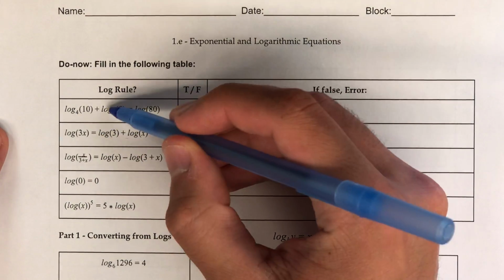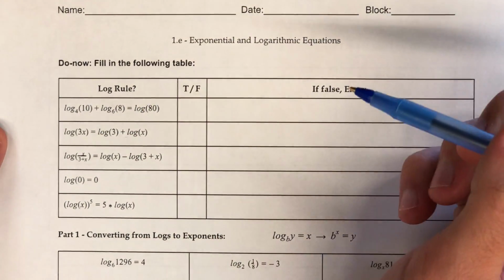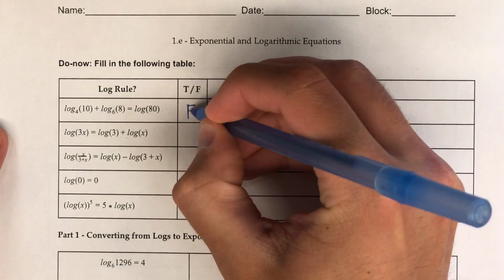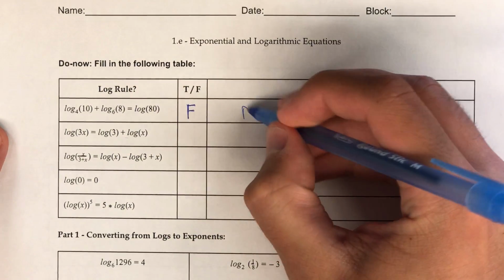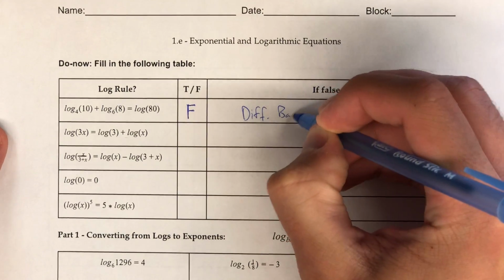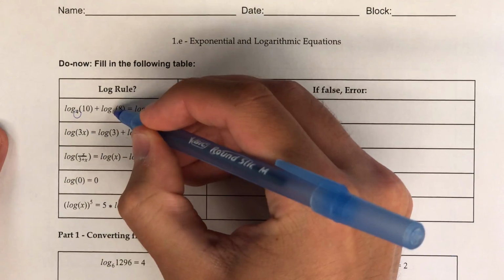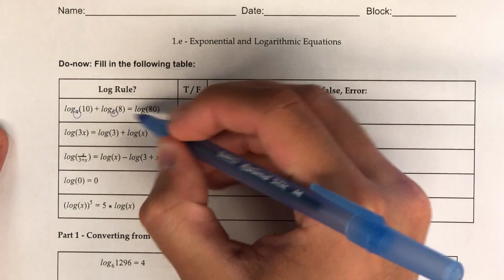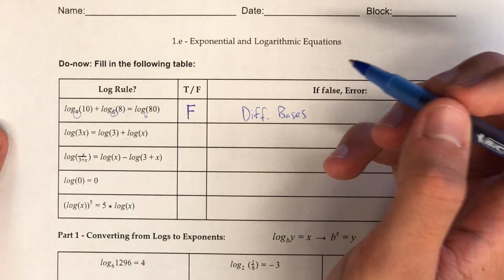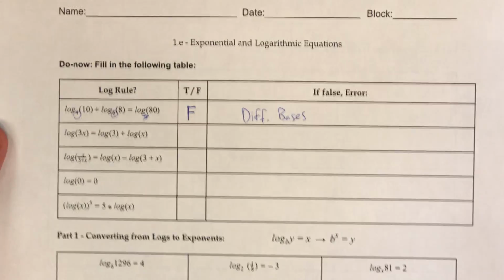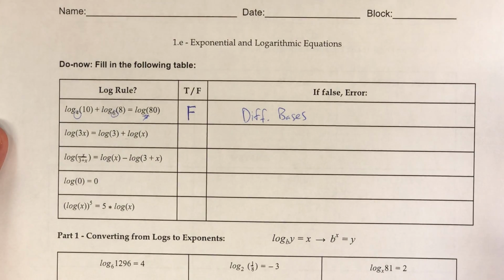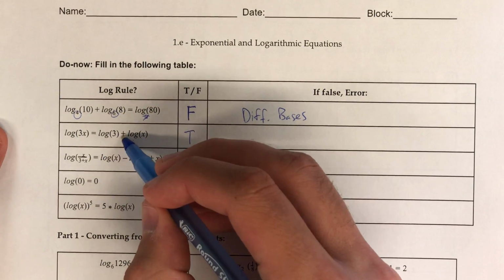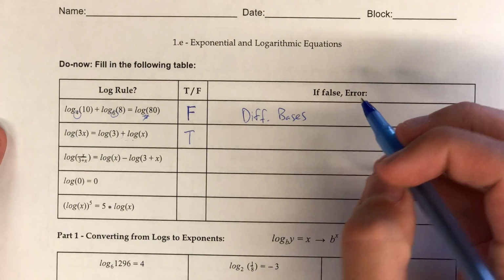Log base 4 of 10 plus log base 6 of 10 equals log of 80. That is false, because we have different bases, 4 and 6. If they were all the same base, like if this were 6 and this were 6 and this were 6, then yes, it would be true. Because they are different bases, it is not. Whereas in this one, it is the case. We have the same base, we're adding logs, so you multiply what you're taking the log of.